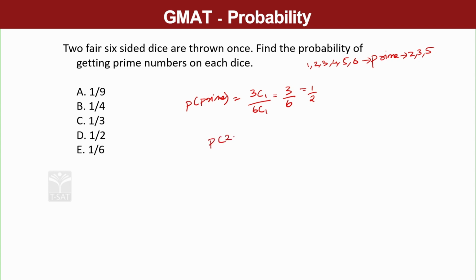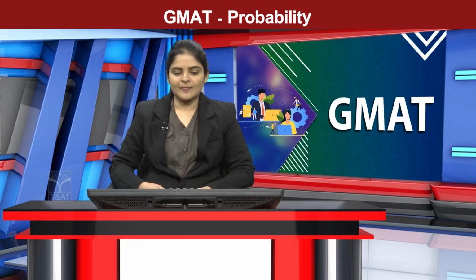So the probability of 2 dice being thrown, both landing on prime, will be the first die having a prime, that is 1 by 2. The second die also having a prime is 1 by 2. 1 by 2 into 1 by 2 is 1 by 4. The answer is option B. Let's move forward to the next question.